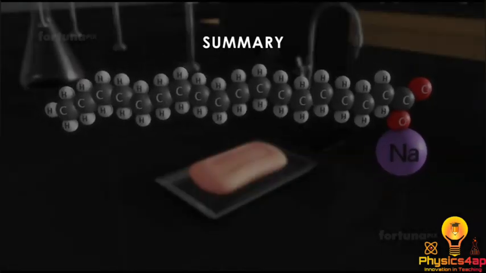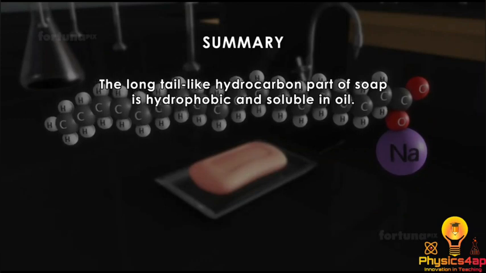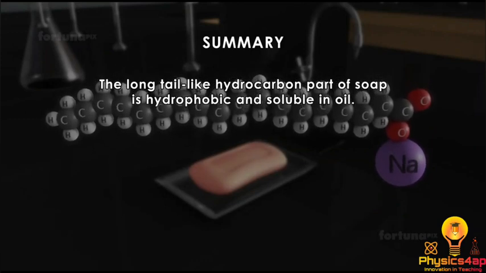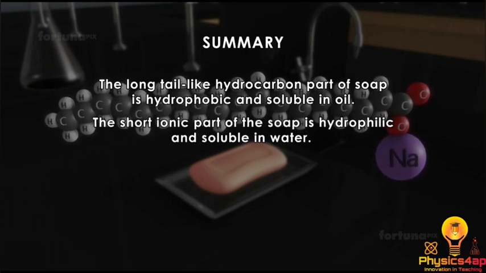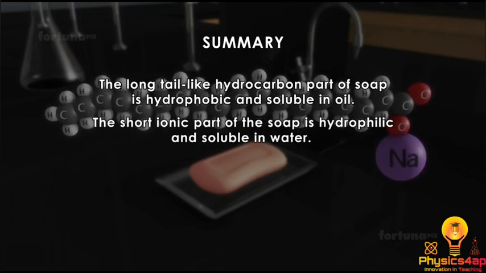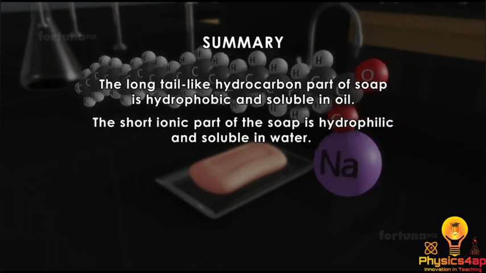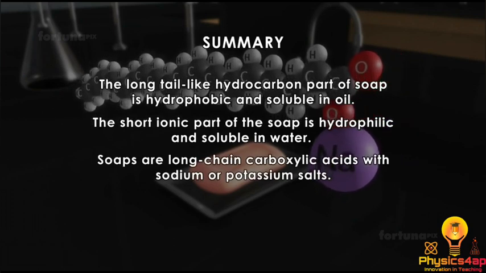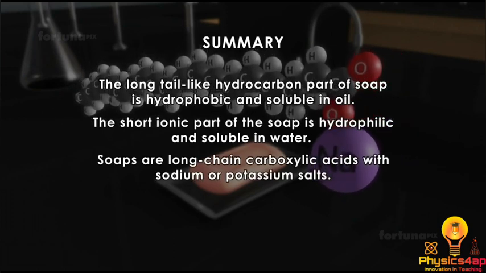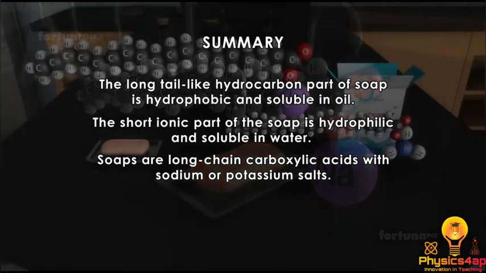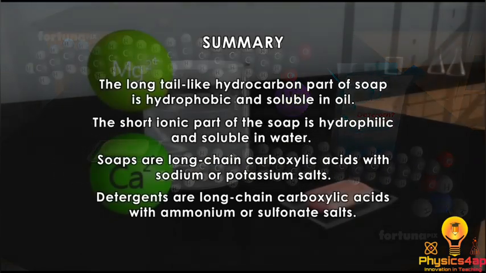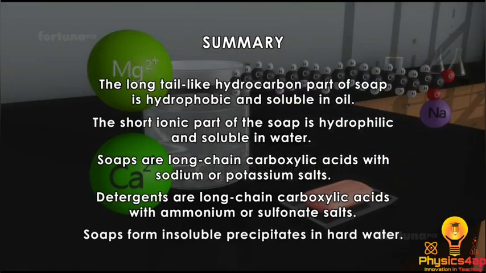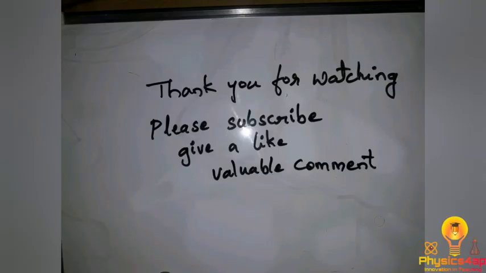So let us see the summary of what we have learned. The long tail-like hydrocarbon part of soap is hydrophobic and soluble in oil. The short ionic part of the soap is hydrophilic and soluble in water. Soaps are long chain carboxylic acids with sodium or potassium salts. Detergents are long chain carboxylic acids with ammonium or sulfonate salts. Soaps form insoluble precipitate in hard water.